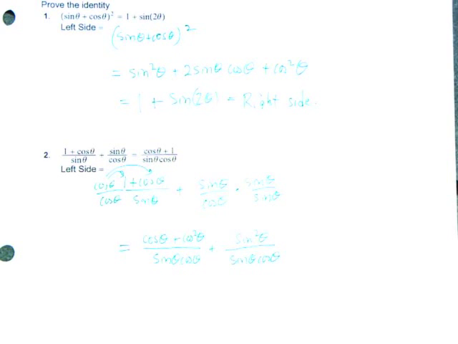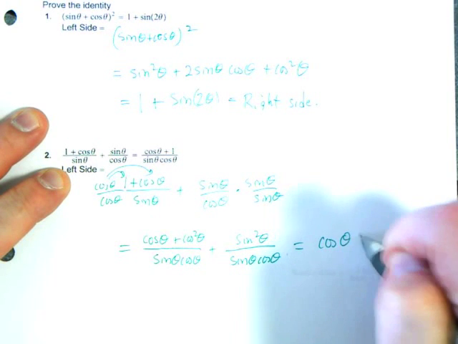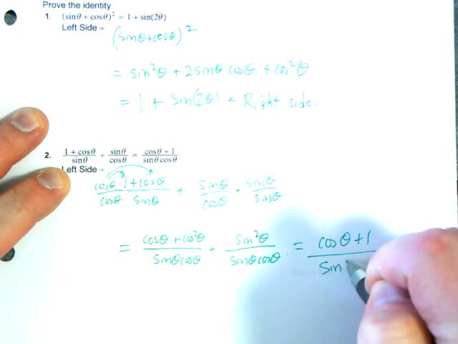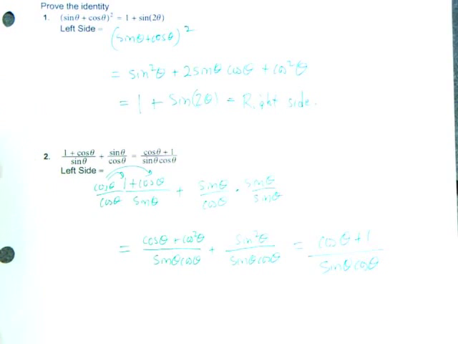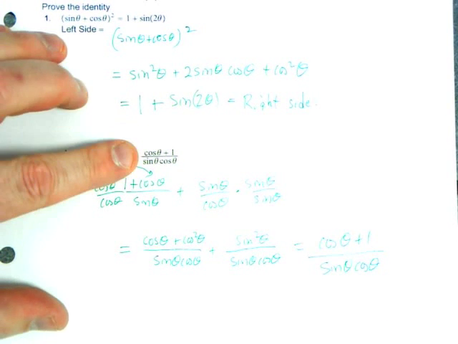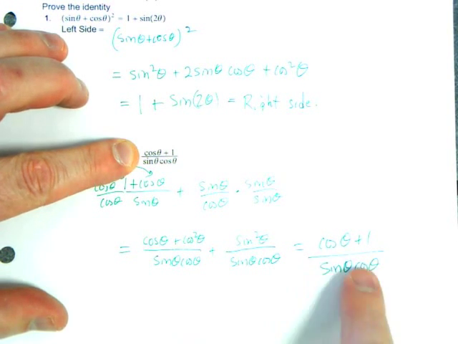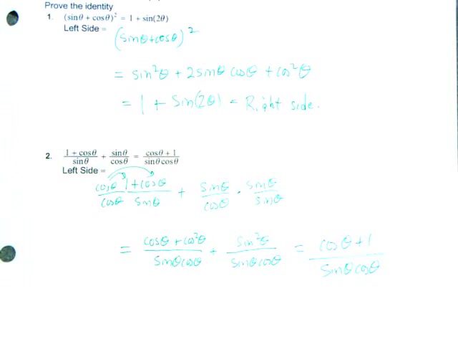Now I can add my fractions together. When I add them, what do I get? Cosine theta plus 1. Why do you get cosine theta plus 1? There's the Pythagorean identity again. So far we've done 2 problems and used that identity twice. This is cosine theta plus 1 divided by sine theta cosine theta. Is that what I'm supposed to have? Yes, it is. So I'm all done. That's what I'm supposed to have on the right-hand side.